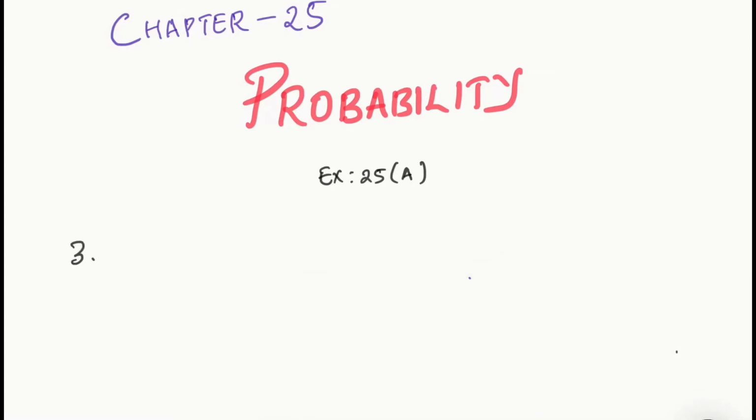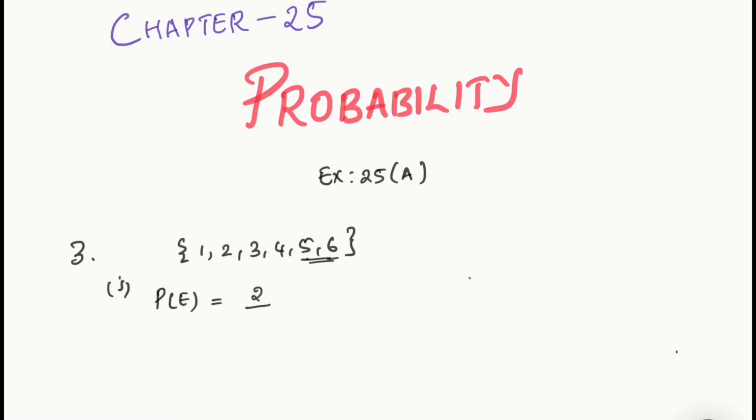Third one, in a single throw of dice, find the probability of getting a number greater than 4. So when you throw a dice, how many possibilities are there? I get 6 possibilities, right? 1, 2, 3, 4, 5, 6, correct? So 6 possibilities are there. So what is the probability of getting a number greater than 4? In the dice, how many numbers are greater than 4? 5 and 6. So probability of getting a number greater than 4 is equal to 2 cases are there, right?